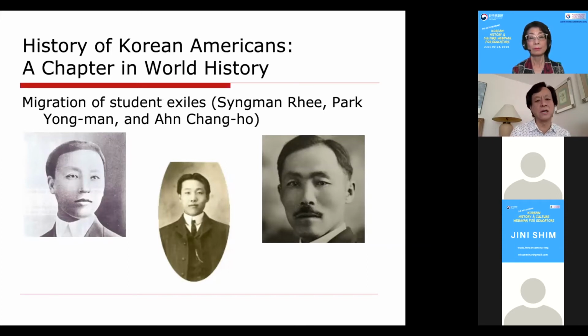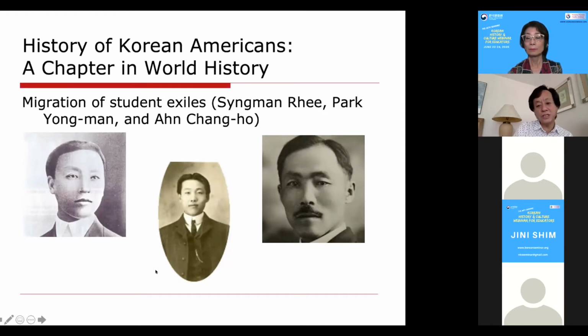So Syngman Rhee is here. He will later become the first president of South Korea, and he headed what was called a diplomatic faction. And he thought what Koreans could do in America is to lobby the US government to challenge Japan and bring Korea's independence, which in fact is what happened.